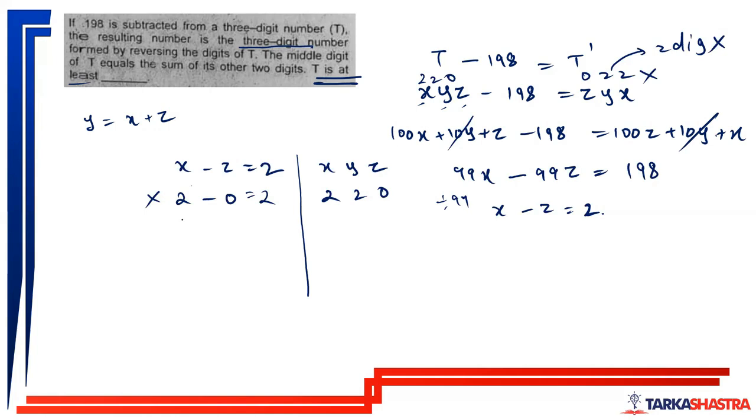Now we increase the value here. 3 minus 1 will become 2. So x की जगह 3 आया, z की जगह 1 आया, y की जगह 4 आया. So 341 minus 198 will give me 143, है ना? तो सारी कंडीशन सेटिस्फाई होती है इसमें. So the least possible number is 341.